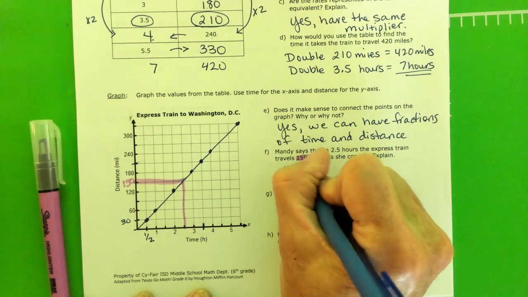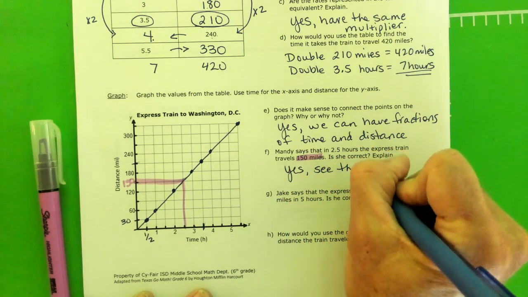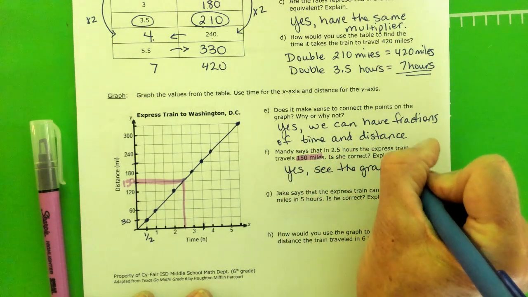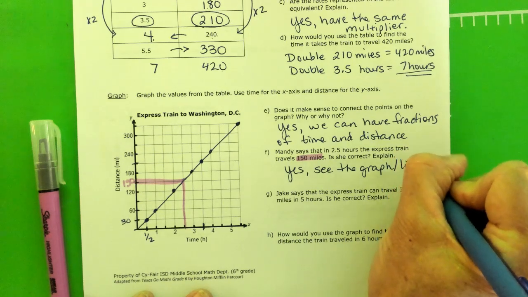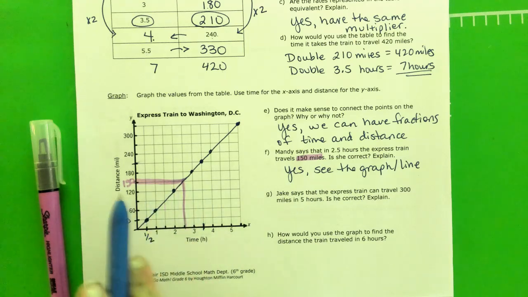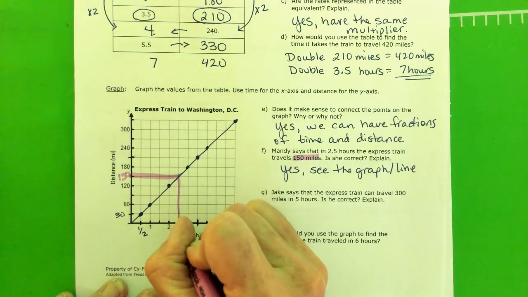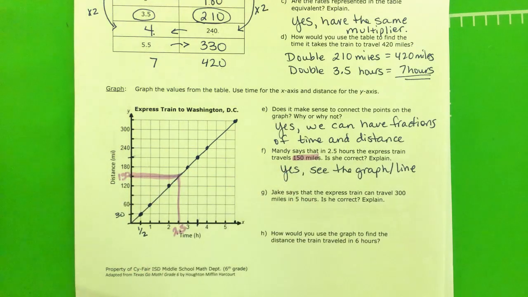Explain. See graph. Whenever you want to explain by showing something on the graph, you have to show me on the graph what you are talking about. 2.5 in the hours, followed up and over to 150 on the distance.